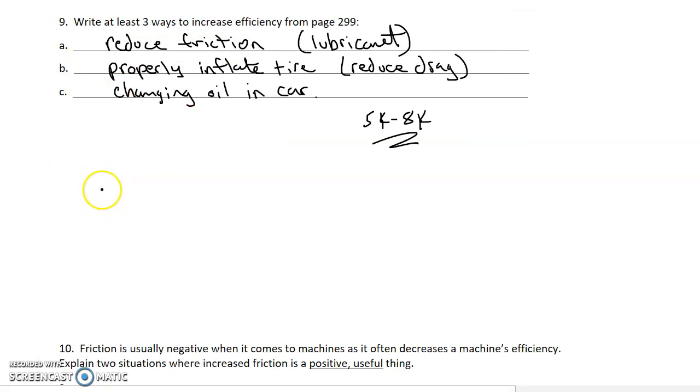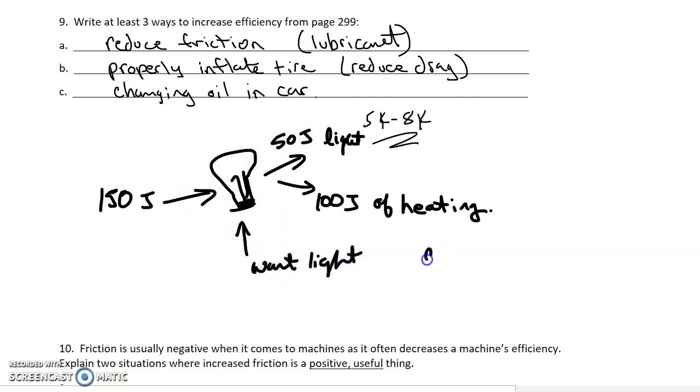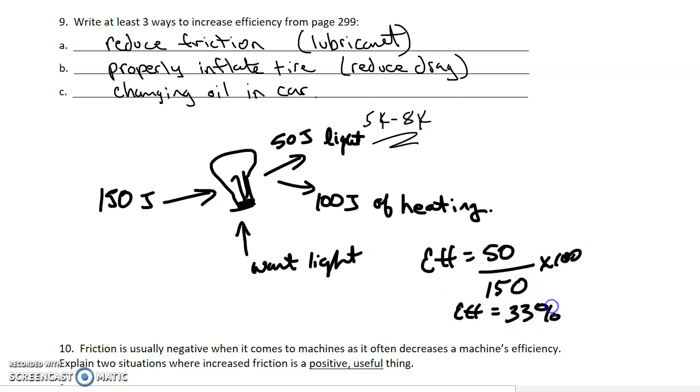So if I've got 150 joules of energy coming into some sort of device, and let's just say a light bulb, and it gives off, let's say, 50 joules of light and 100 joules of heating in the form of conduction and convection. Now, because it's a light bulb, we want light. So using that efficiency formula, only 50 joules is what's coming out, the work output. The other 100 is not what we desired, so it's not a factor in here. Divided by the 150 times 100, this basically is a percentage, and that is going to get you 33% efficient.